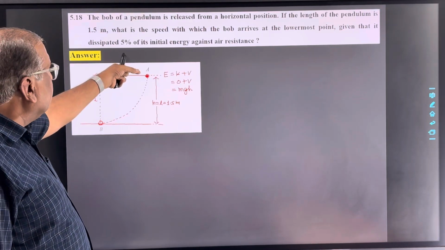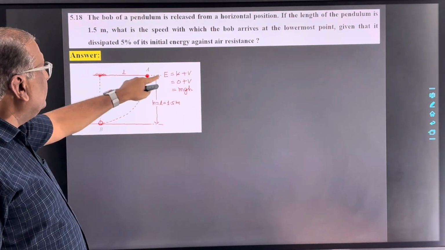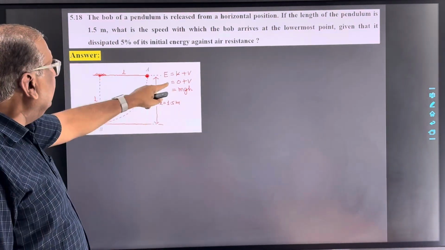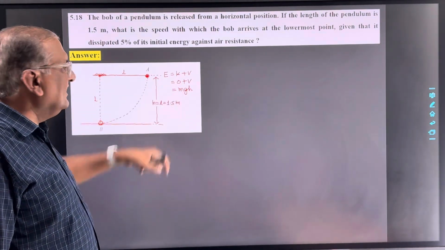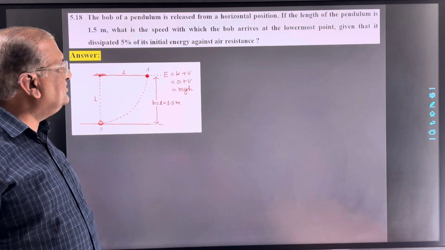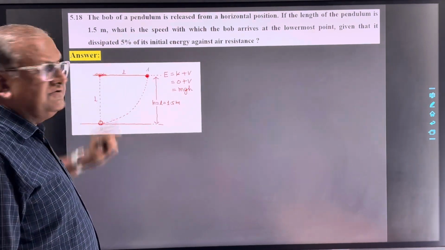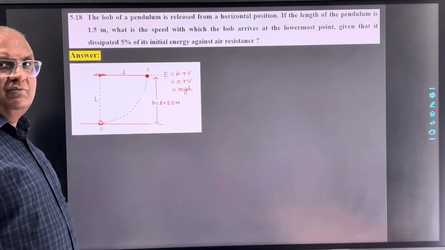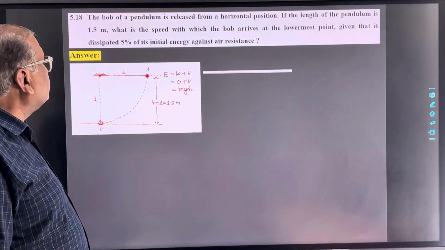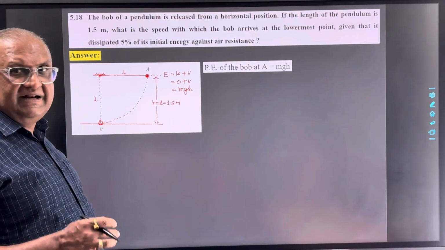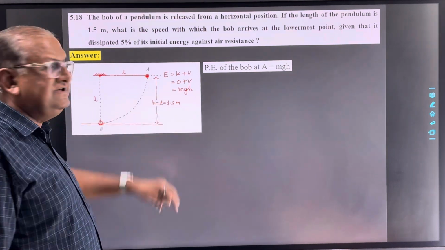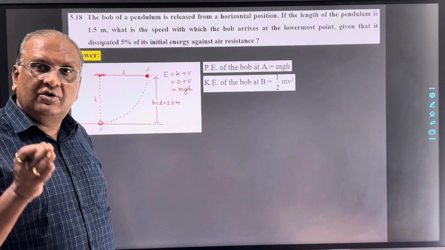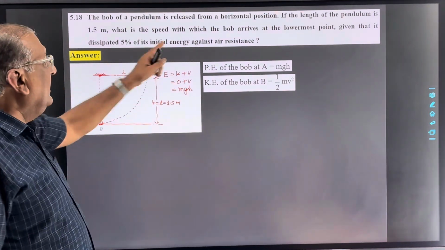So when it is in the horizontal position, its total energy, that is kinetic plus potential: kinetic energy is 0 and potential energy is mgh. Now when it is released from this position and reaches the lowermost point, 5% of the initial energy, so initial energy, that is mgh, 5% of initial energy is lost against air resistance.